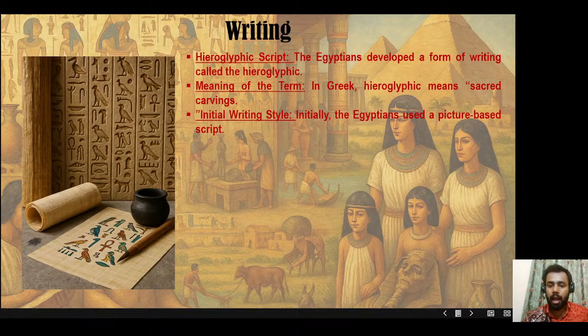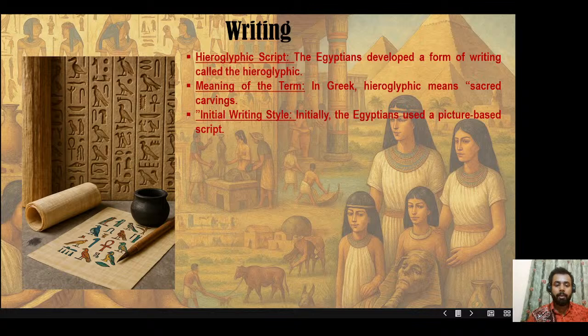Initial writing style. How were their initial writing styles? Initially, the Egyptians used a picture-based script. So how is a picture-based script? On the left-hand side, there is a picture. Here you can see that there is a picture of a bird and there is a picture of other animals also and different kinds of instruments. There is a picture of a swan here. So these are writings based on pictures, and these writings based on pictures are called pictographic scripts. So the initial writing style was pictographic.